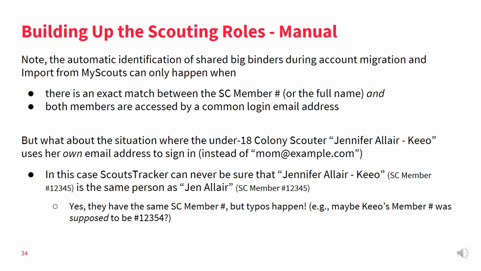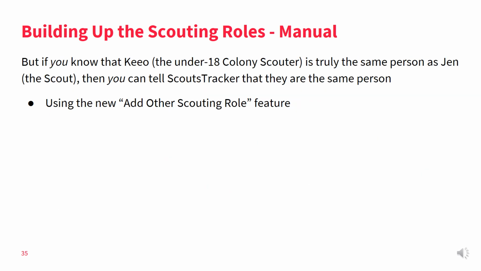ScoutsTracker can't tell this automatically. But you, as a scouter, will certainly know whether Keogh, the under 18 colony scouter, is actually the same person as the scout. There's a similar name, but you know them both. You know that Jen is volunteering with the colony. So you can then tell ScoutsTracker that indeed they are the same person. And to do that, use a new feature called Add Other Scouting Role.